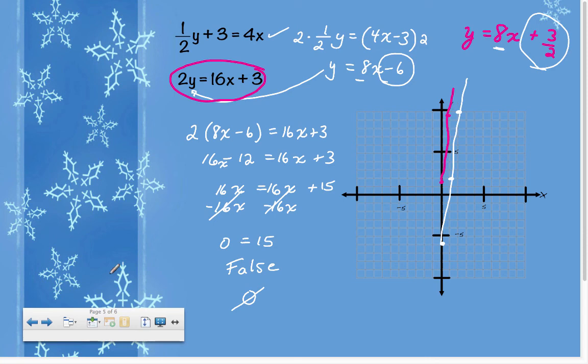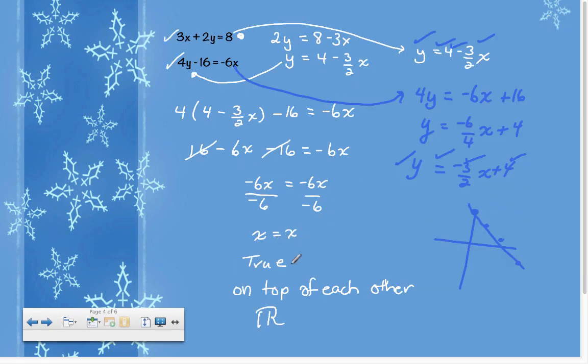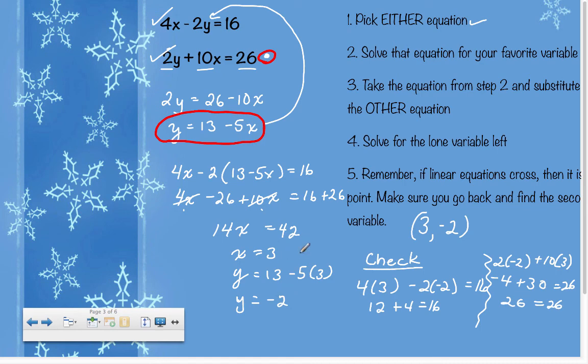So we have those two new ones we talked about yesterday showing up now. If you solve and you have a false statement, there is no answer. If you solve and you have a true statement, then the lines are on top of each other. They're the same line. If you solve and you get an answer as x equals a number or y equals a number, then they cross at only one point.